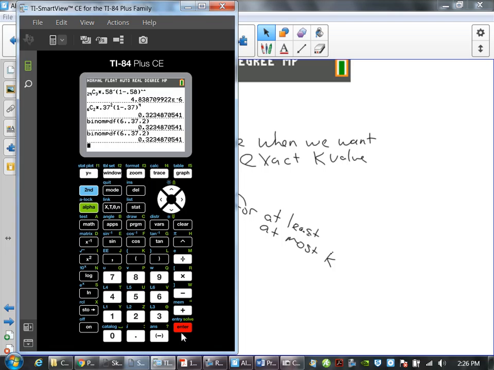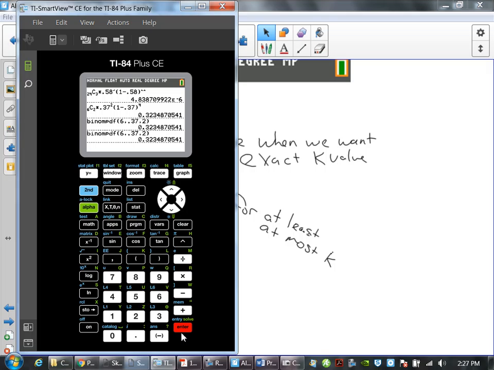Is this possible to do by hand? Yeah. I don't want to do 0.37 squared. I don't want to do 0.63 to the 4th. I mean, you can, but the old way of doing this was to do an L1, L2 in your lists, and then do a histogram and do a zoom 9 and do a calculate version. Hey, there's a button. Let's use it.